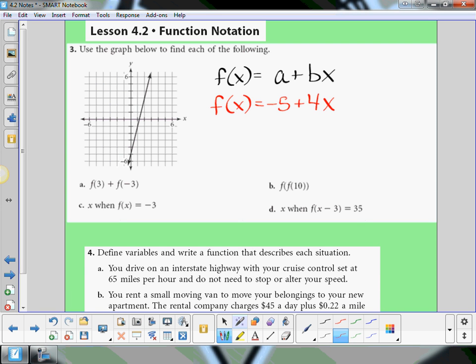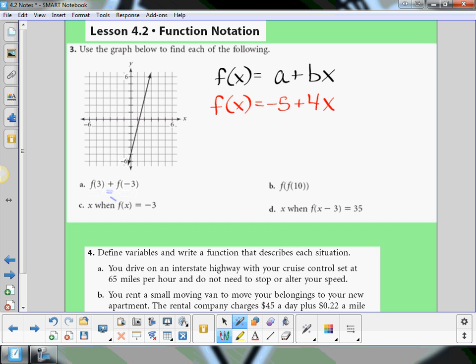Let's use that equation to do parts A through D. All right? Part A, evaluate f of 3, and then evaluate f of -3 and add them together. All right? So you have to do 3 things. Find f of 3, find f of -3, and add them.